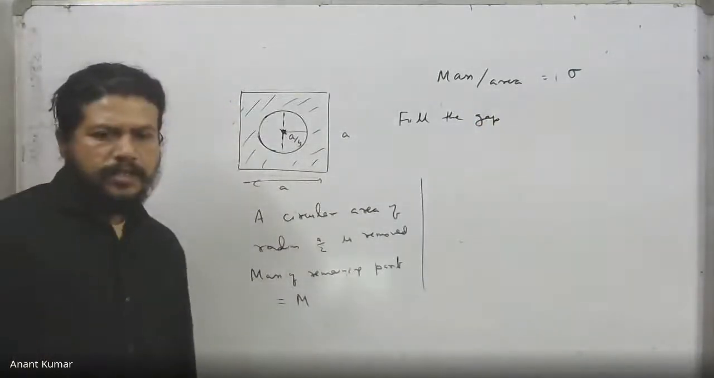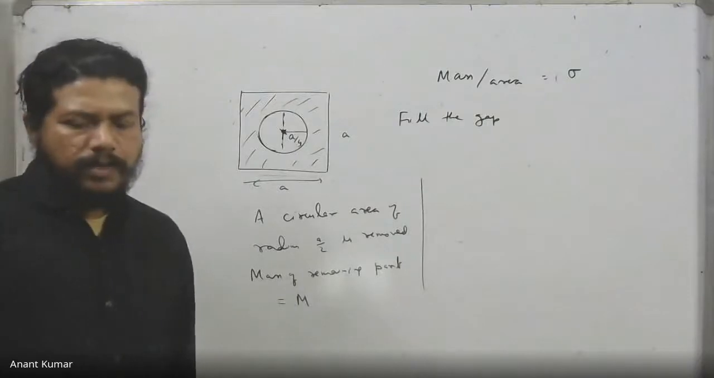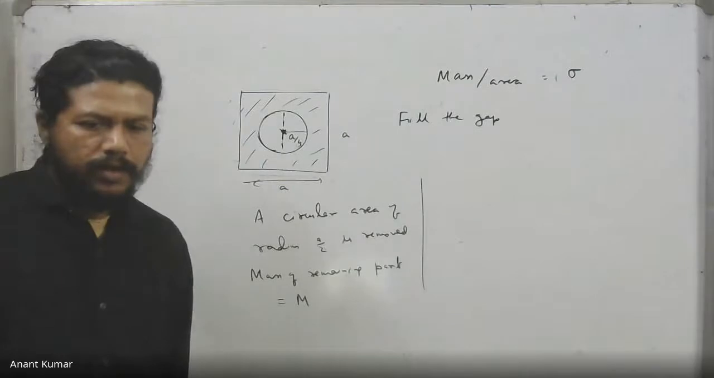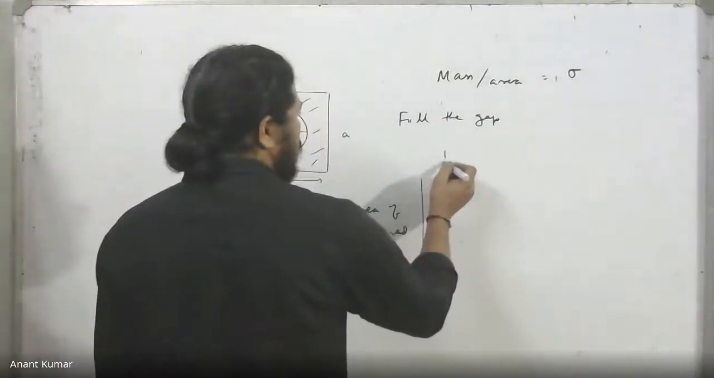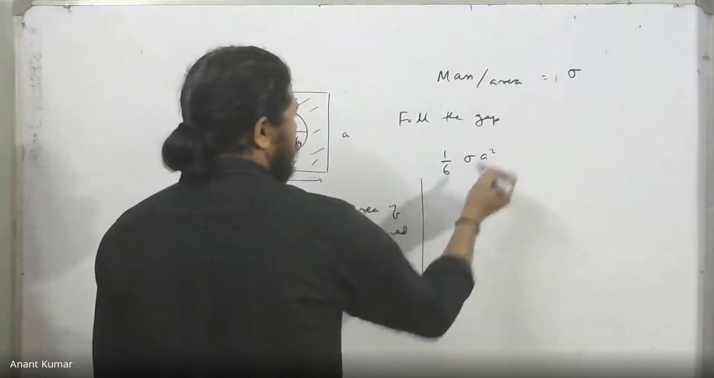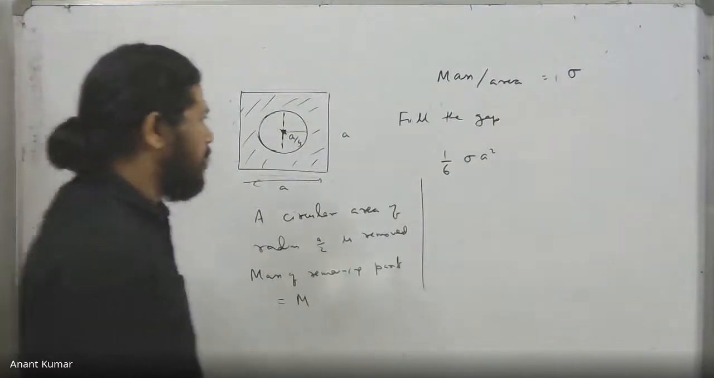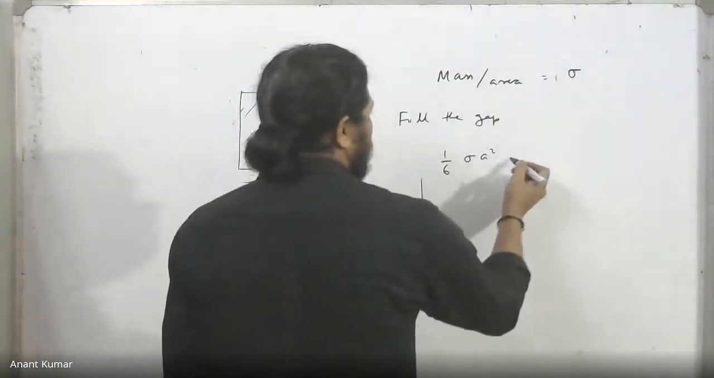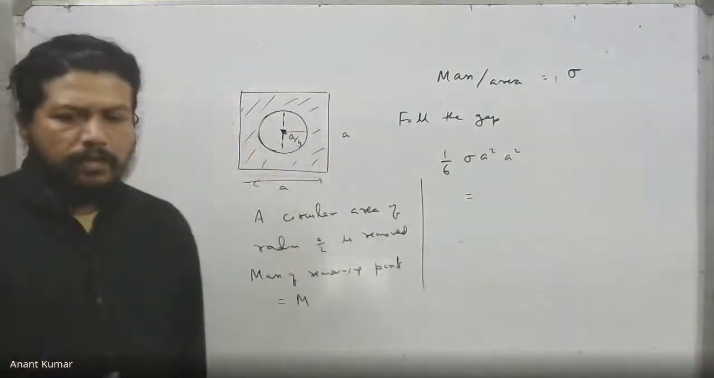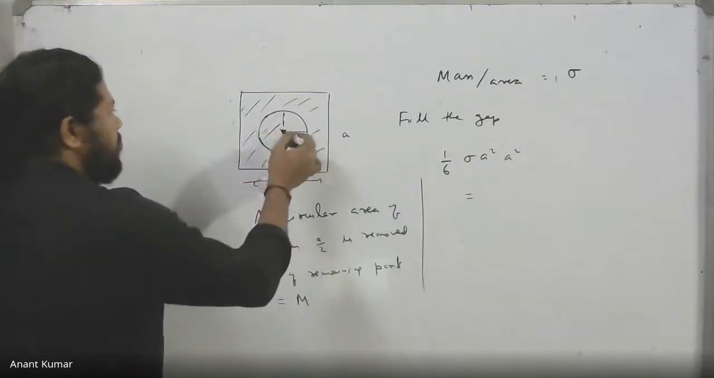In that case, it becomes a complete square. That moment of inertia would be 1 by 6 into the total mass into a square, isn't it? Then we get 1 by 6 into the mass, which becomes sigma into a square. Sigma into a square is the total mass. So if I fill the gap, we get 1 by 6 sigma a to the fourth. This is for the square. If I fill the gap completely, then it becomes a complete square.